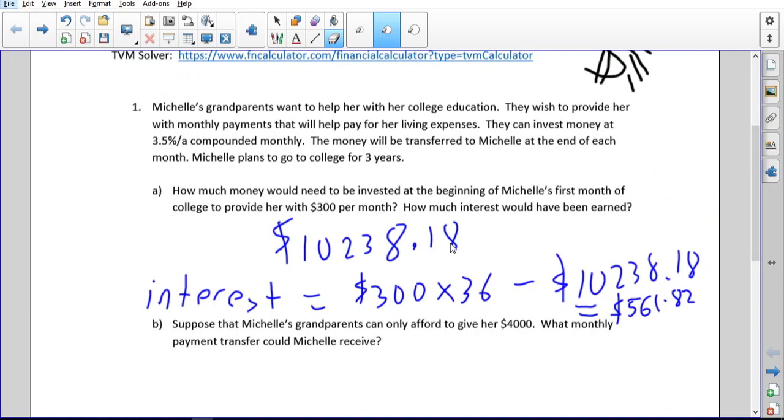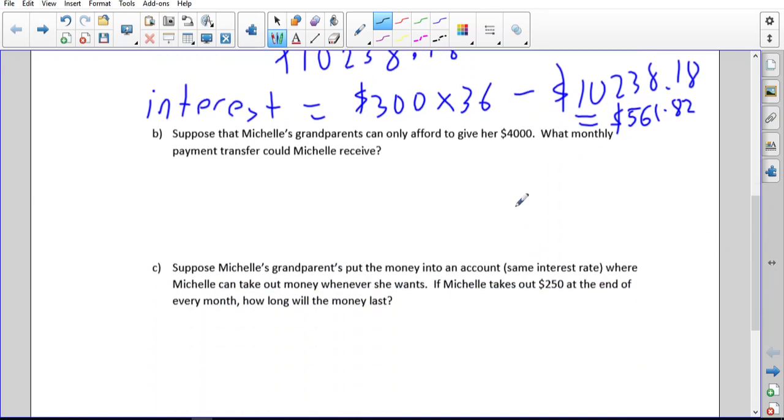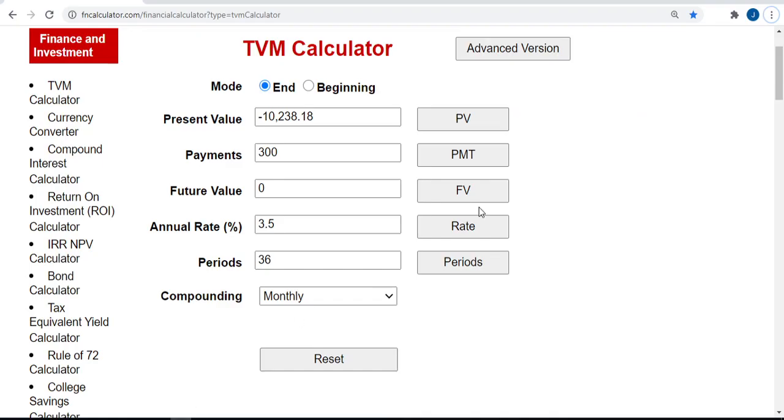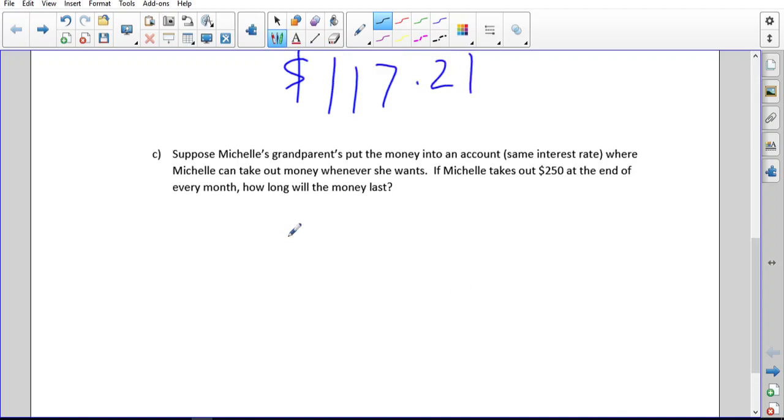Okay, if we continue with this same situation, we can play around with the TVM solver and answer some other questions. Suppose her grandparents are like, whoa, we don't have that kind of money. We only have $4,000. Now what monthly payment could Michelle receive? Obviously not $300, it's going to be a lot less. Let's see how much. Back in my TVM solver, I now don't know the payments. I do know the present value. They can only afford $4,000. That's that lump sum. What will she be able to get? We click the payment button, $117.21. TVM solvers are pretty powerful because they can be used to solve anything.